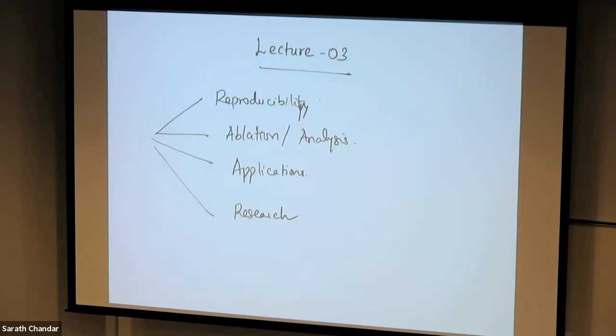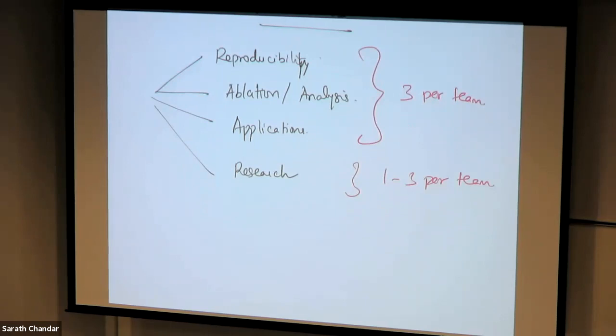For the first 3 tracks, it's 3 per team. There's no exception. You have to find teammates. We cannot evaluate 100 projects. But just for the research track, because of its nature, given that you might be showing some of your thesis work, which is already with your advisor and so on, this could be from 1 to 3 per team. Again, I want to highlight that the bar for the research track is really high when compared to the other 3 tracks.